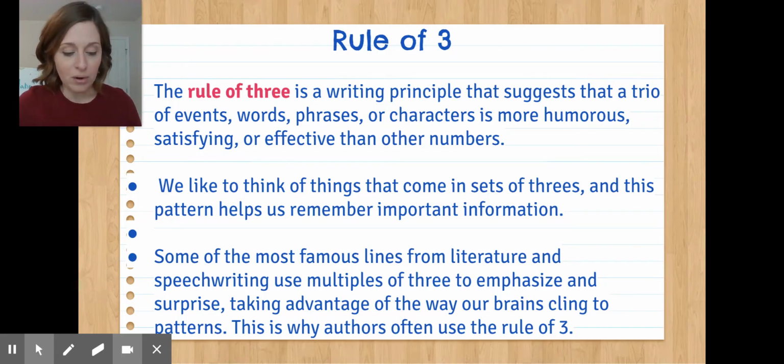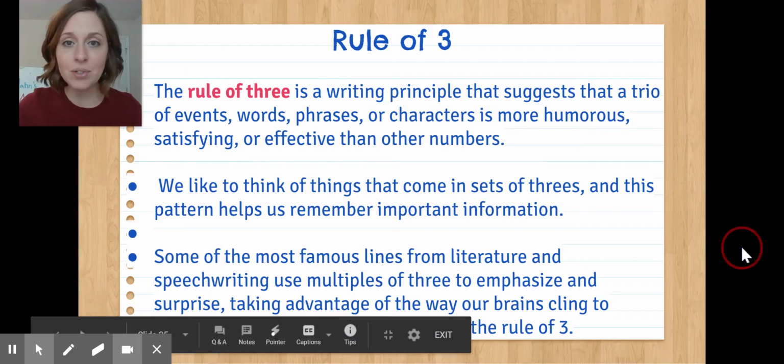Let's look at the last point here. Some of the most famous lines from literature and speech writing use multiples of three to emphasize and surprise, taking advantage of the way our brains cling to patterns. So, this is why authors use the rule of three, because we like patterns, we like rhythm, and we like to think of things in sets of three. It's more memorable for us. Let's look at some examples.